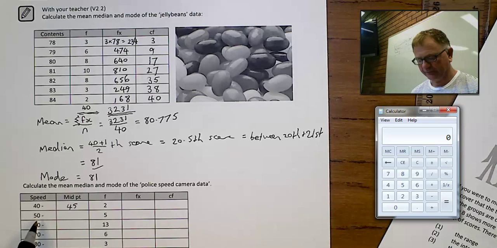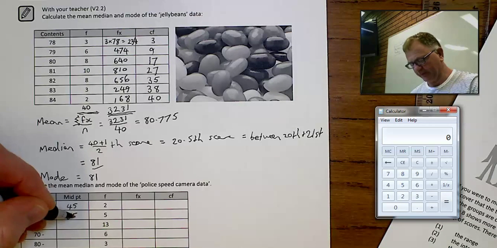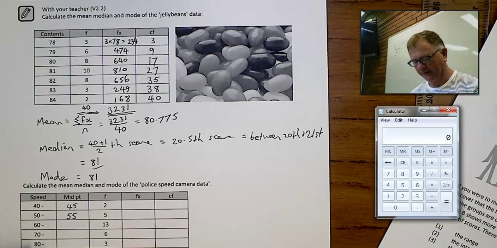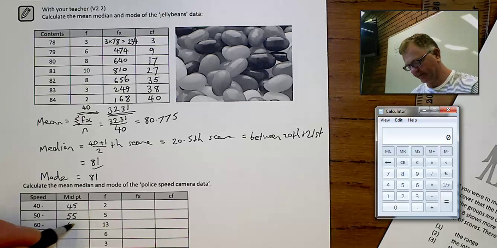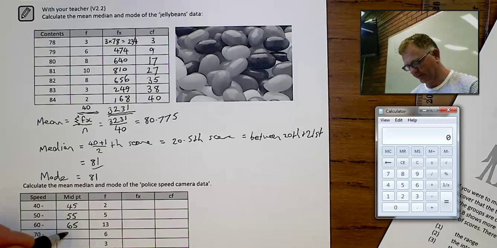This group goes from 50 to 60, so we're going to say that these 5 people were all doing the middle of that group, 55 kilometers an hour. The middle of this group is 65. We're going to say 13 people were doing that speed. The middle of this group, 75, 85 and 95.